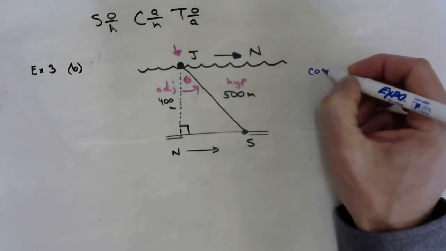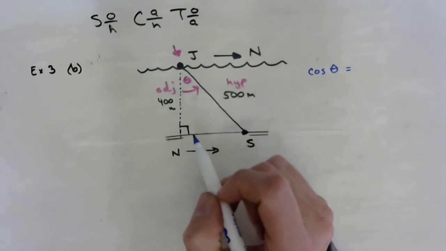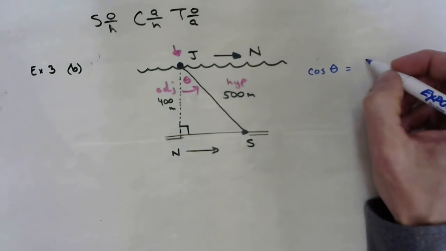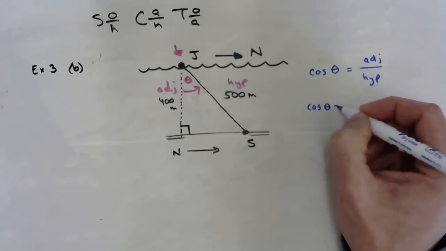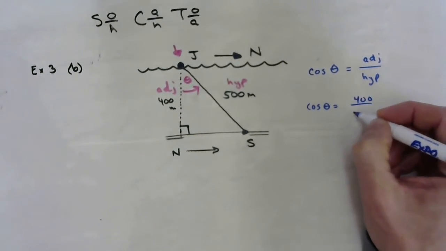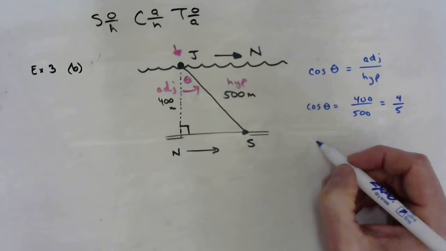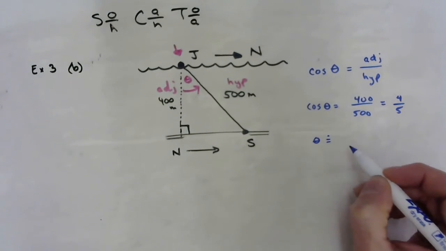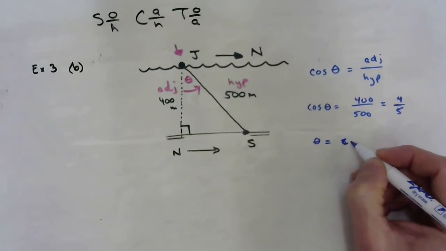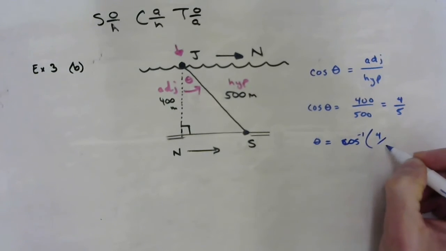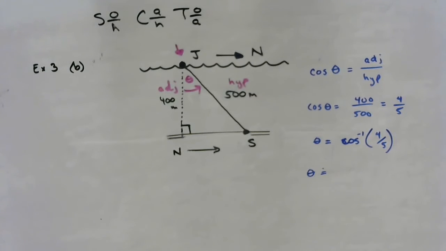I know that the cosine of the angle, I don't even know the angle, but I do know the cosine of the angle. I know the ratio of adjacent over hypotenuse. Cosine of theta is 400 over 500, which, by the way, reduces to 4 over 5. Take the inverse cosine of both sides, and the angle is going to be exactly the inverse cosine of 4/5. Go ahead and plug that in your calculator. You will get an approximation for your angle.